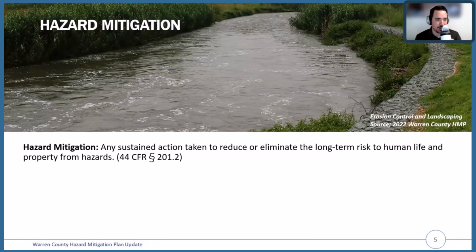So hazard mitigation. This is the definition from the Code of Federal Regulations. Hazard mitigation is any sustained action taken to reduce or eliminate long-term risks to human life and property from hazards.